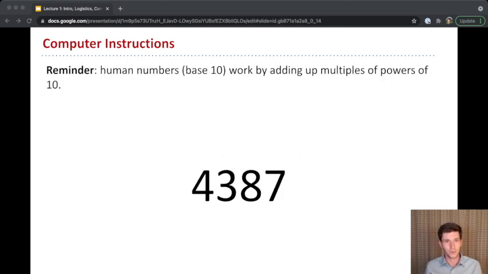So we're going to figure out how to decode these bytes into human readable numbers, so base 10 numbers. But first, let's have a reminder of how human numbers actually work. So human numbers are base 10. They work by adding up multiples of powers of 10. That's why we call it base 10 system.